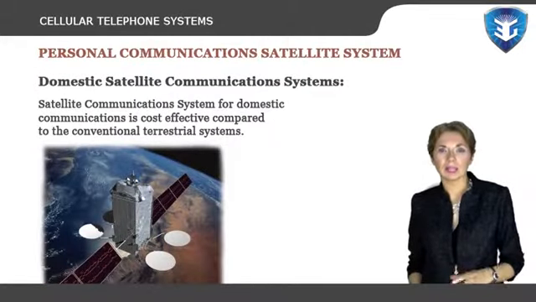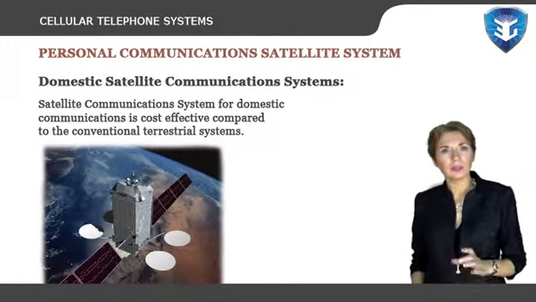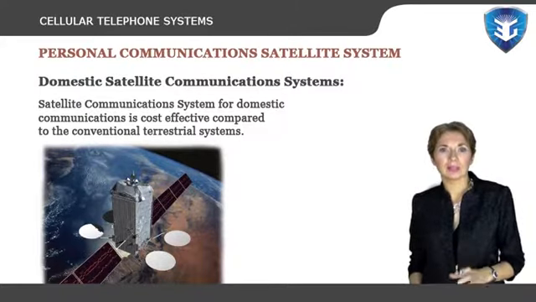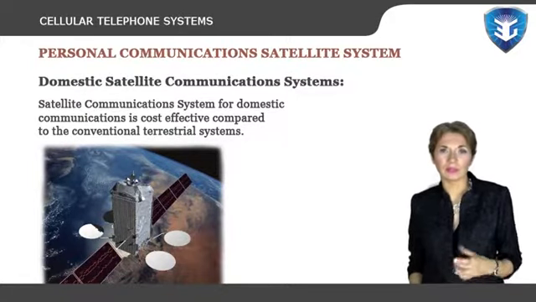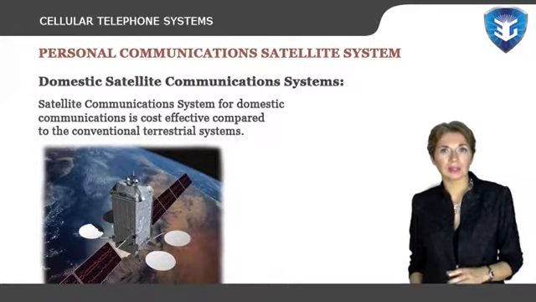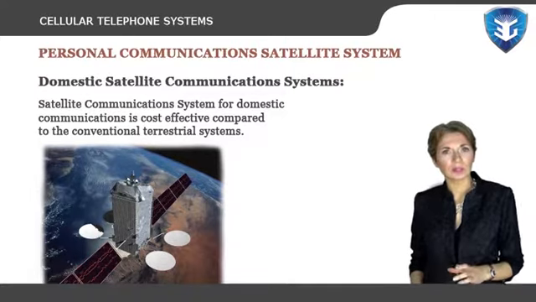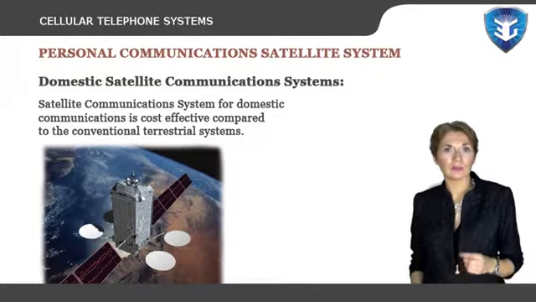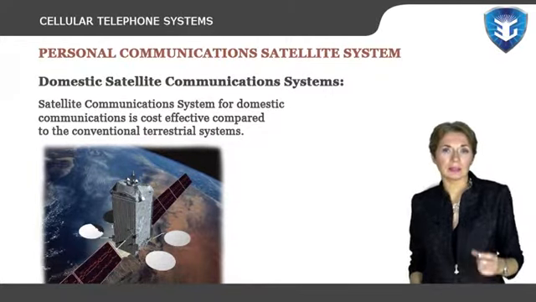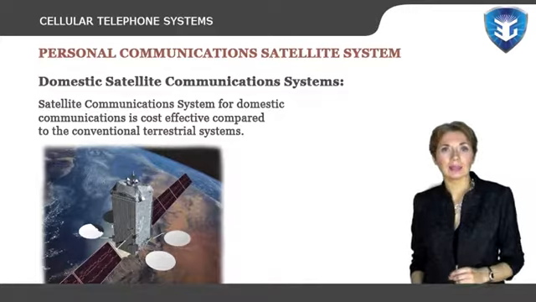Domestic satellite communication systems. A satellite communications system for domestic communications is cost-effective compared to conventional terrestrial systems under these conditions: a large country without basic terrestrial communications, population spread over mountains, deserts, and a large number of islands, and thinly populated remote areas. Some of the countries with their own domestic satellite communication systems are the United States of America, Western Union, SBS, etc., and India, INSAT.